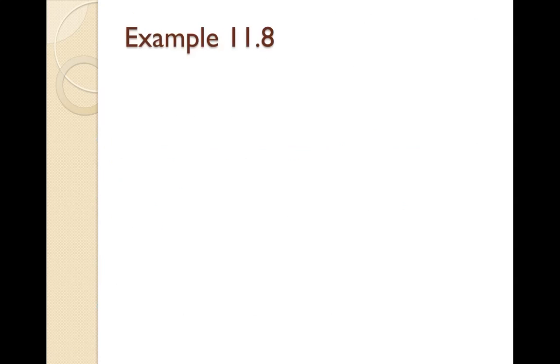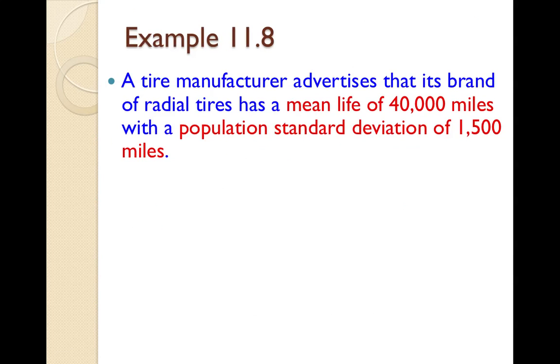Okay, example 11.8 from the text. A tire manufacturer advertises that its brand of radial tires has a mean life of 40,000 miles with a population standard deviation of 1,500 miles. So the first thing that you're provided with is a population mean, mu, and a population standard deviation, sigma.